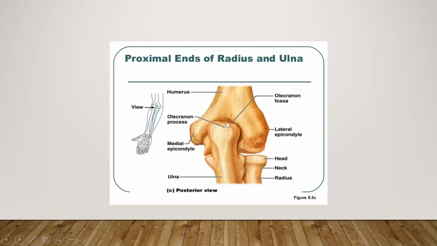This is the posterior view of the elbow joint. This is the humerus. This is the medial epicondyle. This is the lateral epicondyle. This is the head. This is the neck, and this is the radius, and this is the ulna.